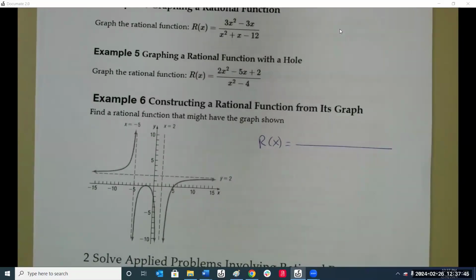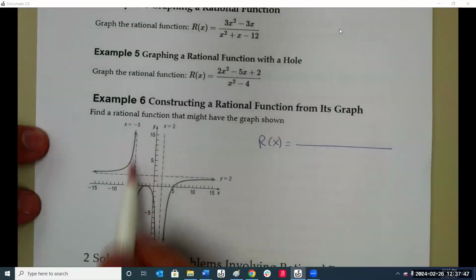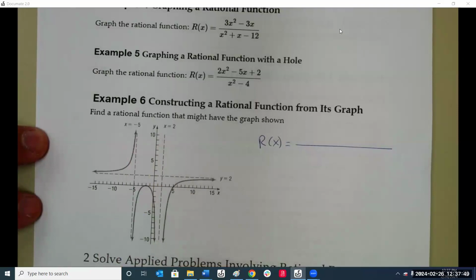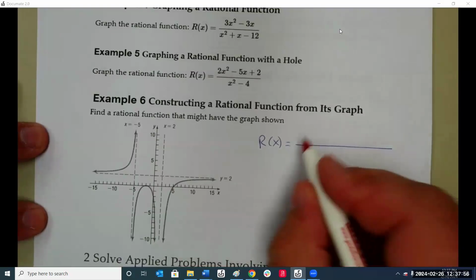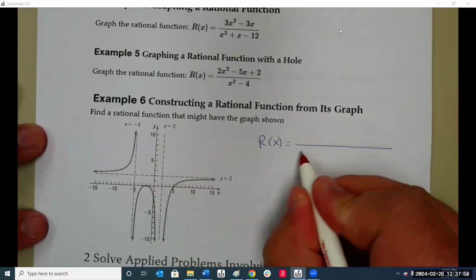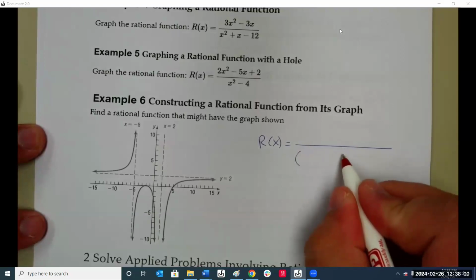We have 2 vertical asymptotes. Where do vertical asymptotes appear on your function? Top or bottom? Bottom. Don't go to Vegas.